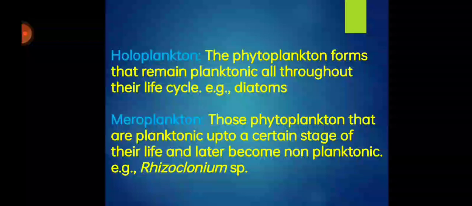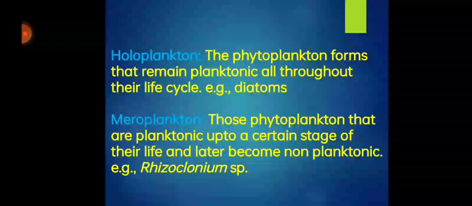One classical example is the genus Rhizoclonium belonging to the order Cladophorales. Now, in the juvenile form of Rhizoclonium, they do not have the rhizoidal branch and at that stage they remain as drifters or planktonic. But as they mature, they develop this rhizoidal branch by which they start attaching to the substratum. At this stage, they do not remain planktonic and hence, since they remain planktonic up to a certain stage of life and later on become non-planktonic, Rhizoclonium is considered as a meroplankton.